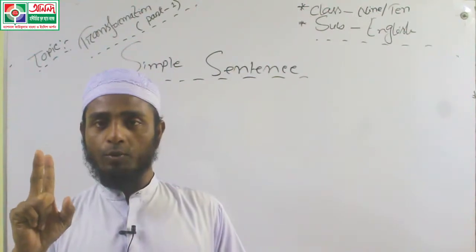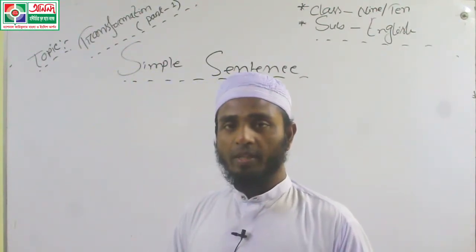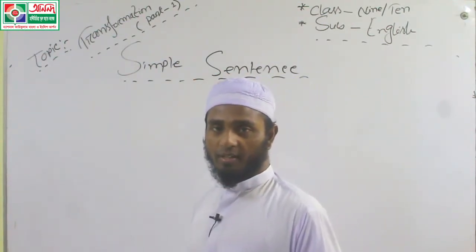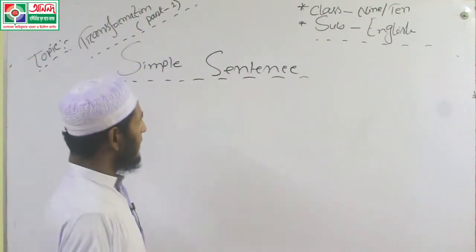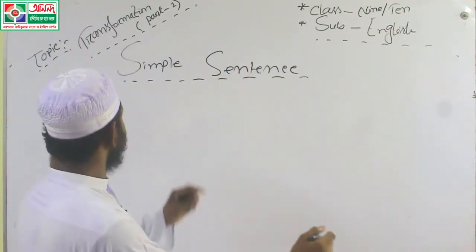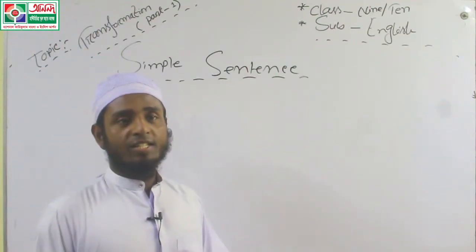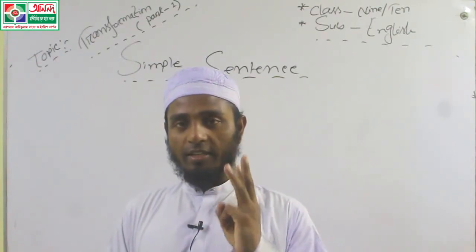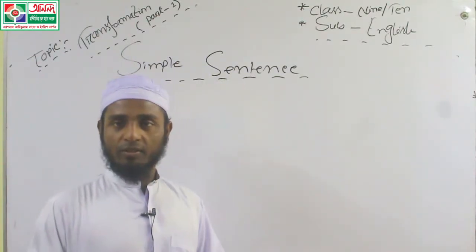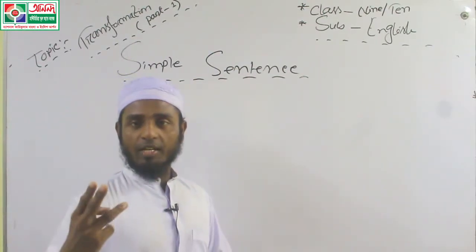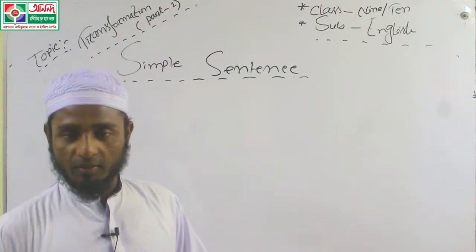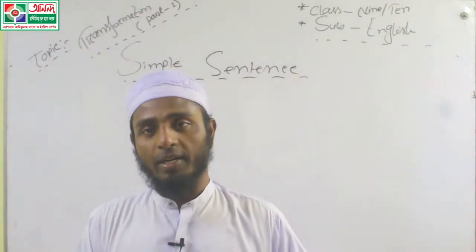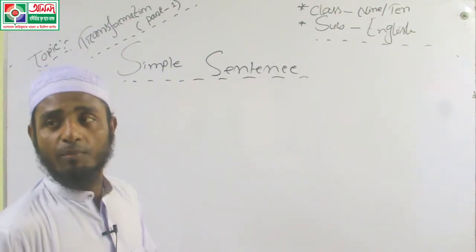to complex, you have to use some features of these sentences. First of all, I will discuss simple sentence. What is a simple sentence? You have to know this with its features. A simple sentence is a sentence which has three characteristics: one subject, one verb and one object. That means a sentence which has one subject, one verb and one object is called a simple sentence.